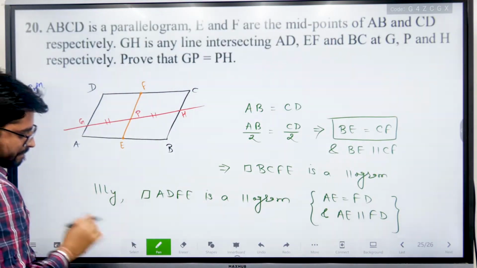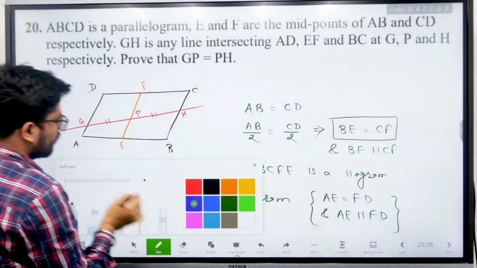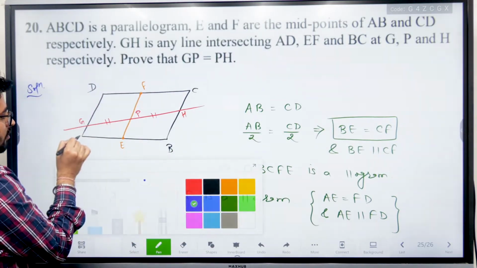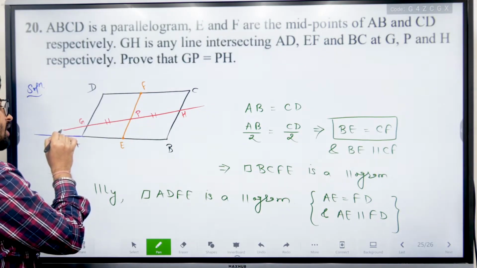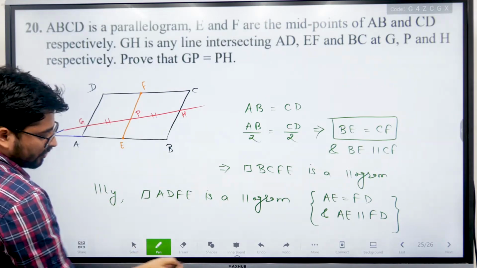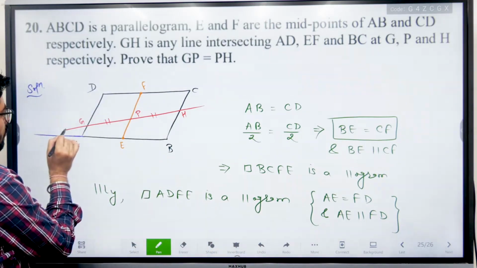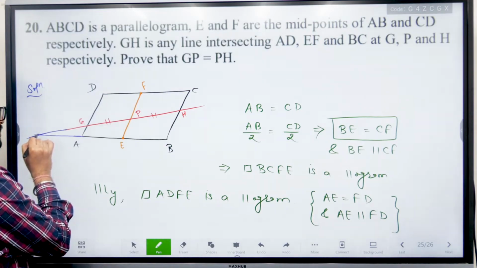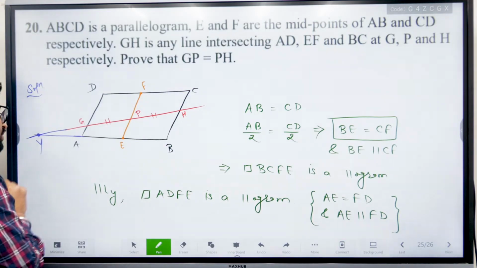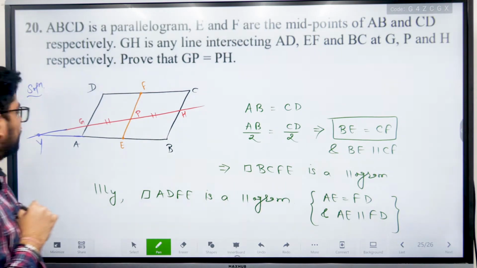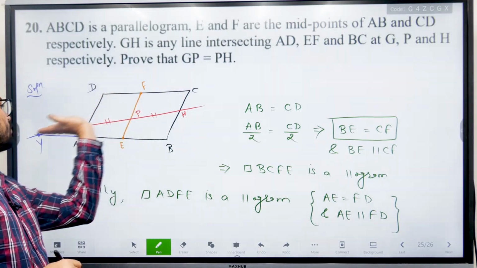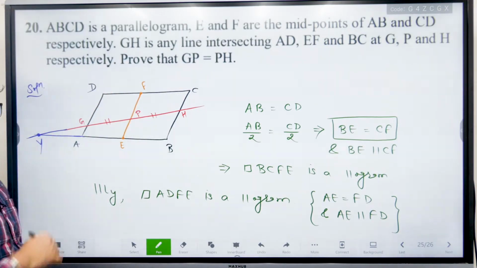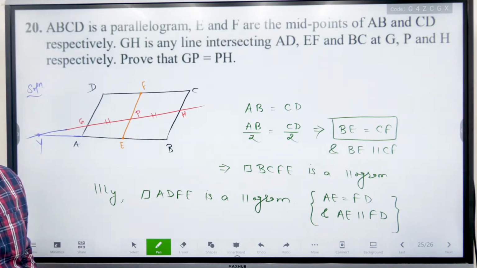Now let's say when we extend the line AB of your parallelogram and this GH, when you extend these two lines, they will intersect at some point. Let's say that is Y. So when you produce your line AB and your line GH, they will intersect each other at some point Y.